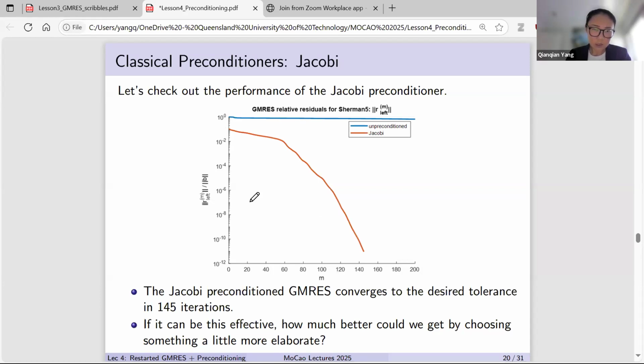Okay, you see that our Jacobi converges to the desired tolerance in 145 iterations, compared to before, really in 200 iterations, nothing happening. You think, wow, if this simple preconditioner can be this effective, then how much better can we get if we choose something a little bit more elaborate? Okay, let's have a look at the next example.